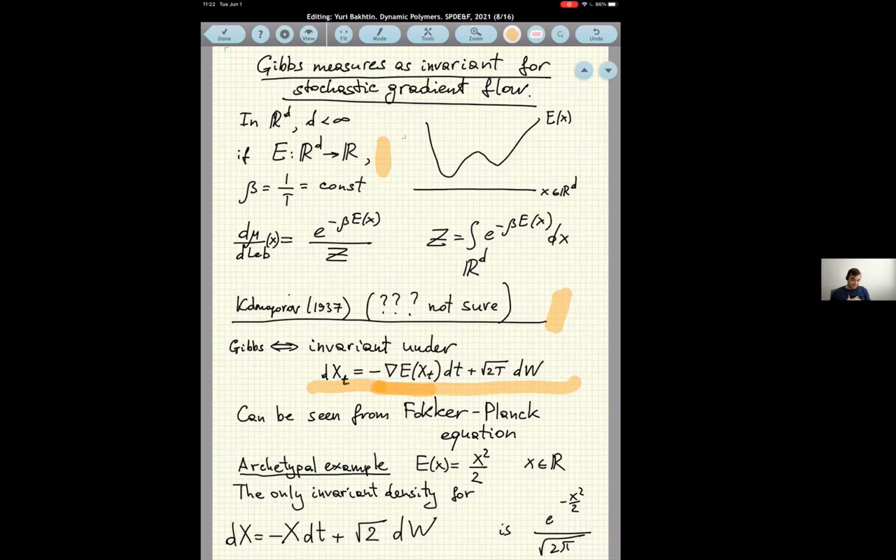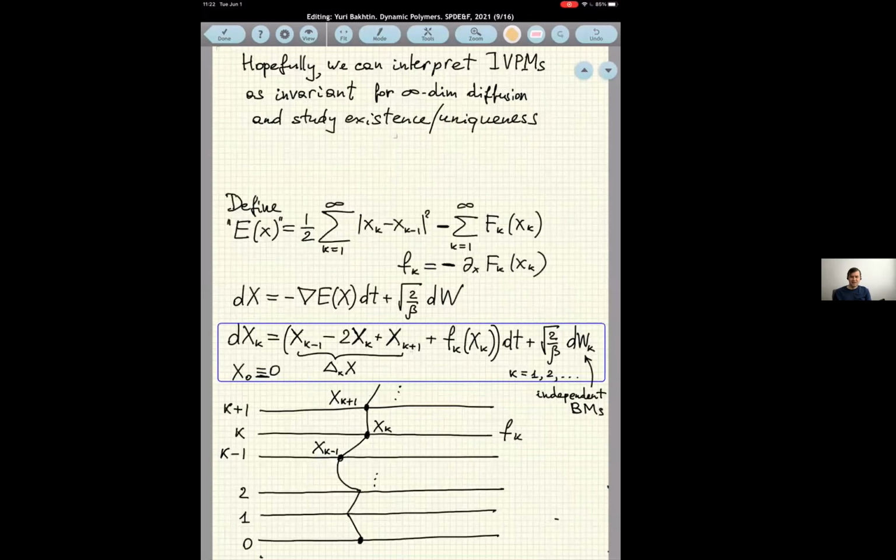And the archetypal example in finite dimensions, or even in 1D, is the quadratic energy. If you have quadratic energy, then the Ornstein-Uhlenbeck process is a stochastic gradient flow for this energy, and the unique invariant distribution is this Gaussian density. This is what everybody knows, but it is step one in understanding all this. So in finite dimensions, this is an old thing. Now in infinite dimensions, it turns out it's harder.